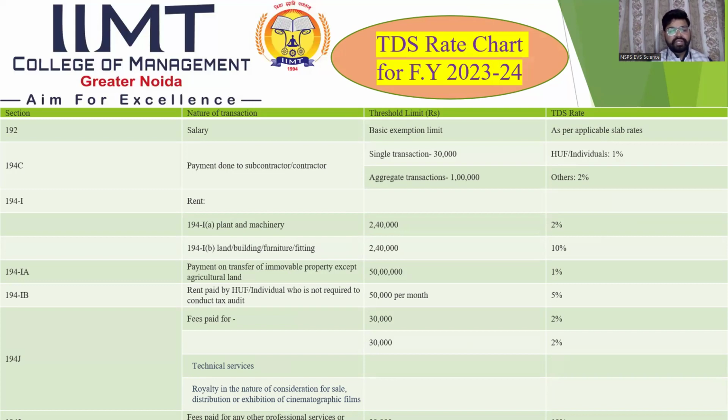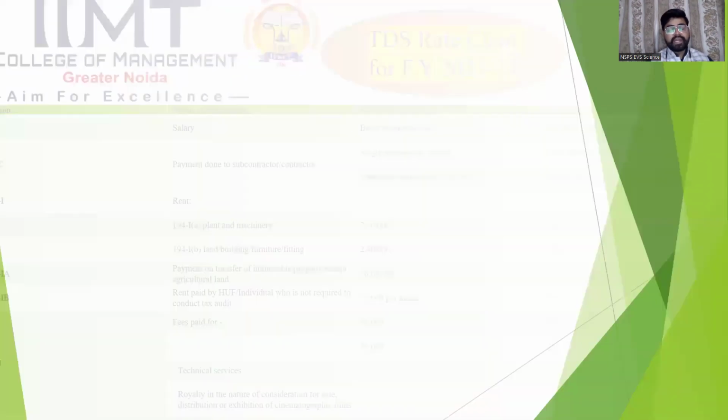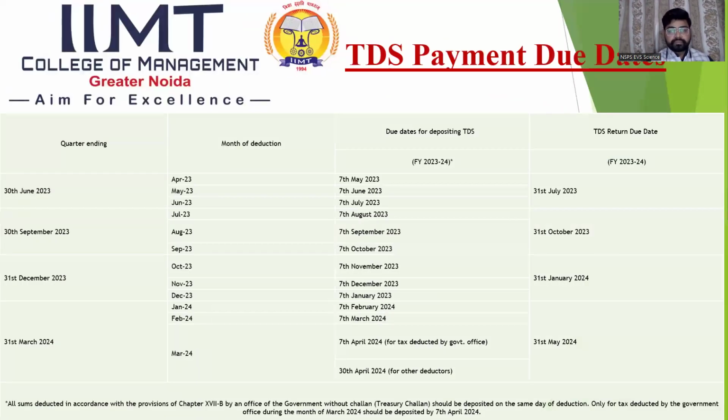Then 194J is applicable for fees paid for technical service. For technical service, the limit is 30,000 per annum. The TDS rate is 2%. Royalty in the nature of consideration for sale, distribution or exhibition of cinematographic films: the exemption limit is 30,000 and the rate is 2%. And fees paid for any other professional service are also taxable, and the TDS rate is 10%.